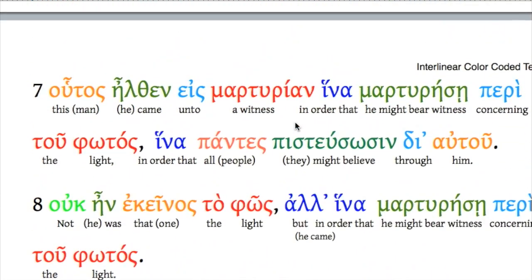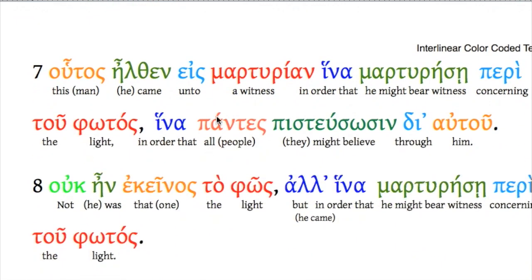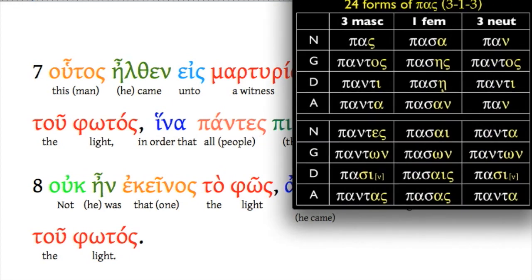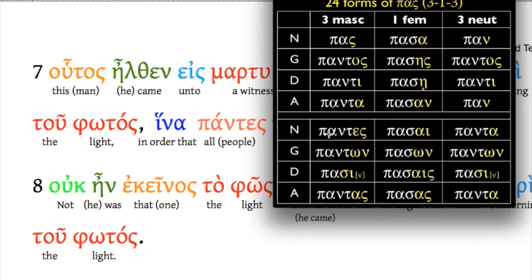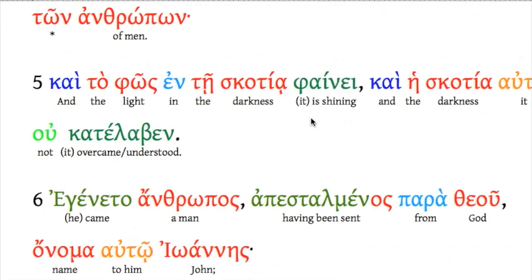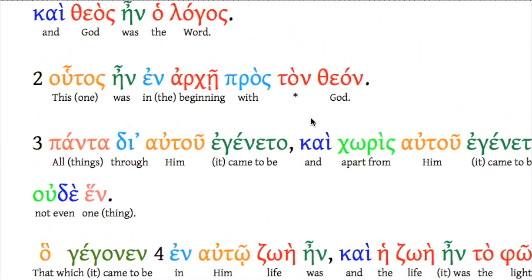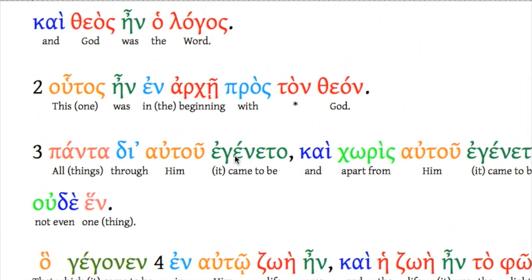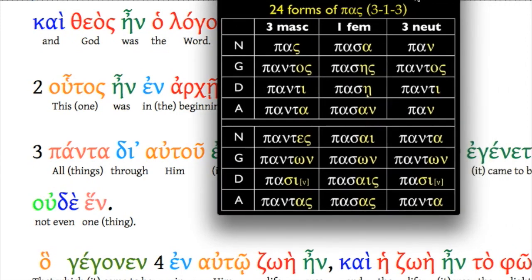As we look at some other examples here we have pantes, all people. This is nominative plural masculine. So here's the form there, pantes. Everyone, all people. Or if we slide on down a little bit more here, we can find all things, panta. This would be the nominative plural neuter form, panta. All things came to be through him.